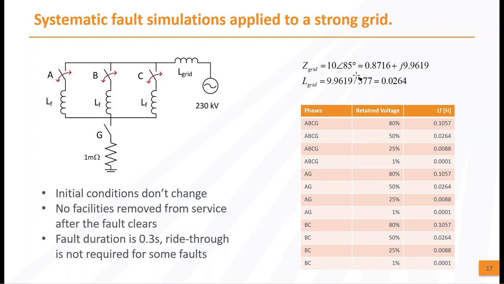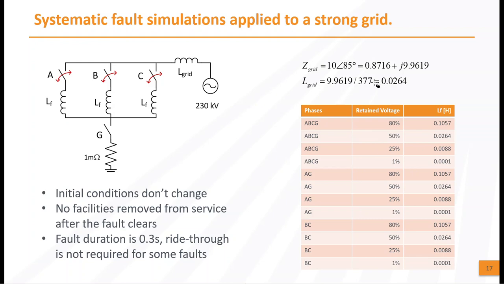When we do these faults systematically, we don't have to open a line or transformer to clear the fault. The initial conditions don't change, and the fault duration is 0.3 seconds. Some of the ride-through requirements are 0.16 seconds, so these faults last longer than the ride-through requirement in IEEE 2800, and for some of them, the IBR may trip, and that's allowed.